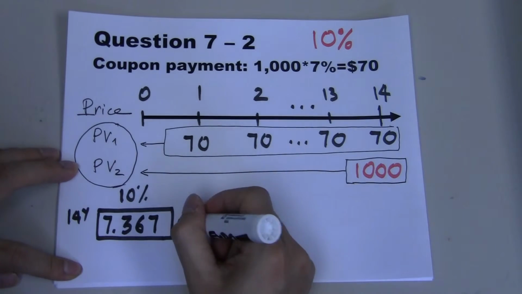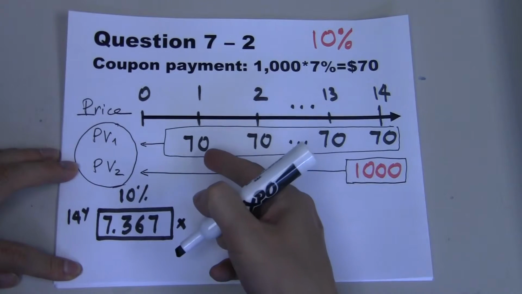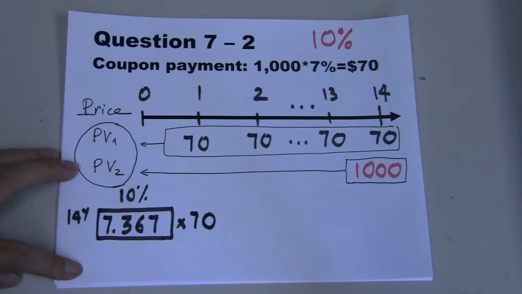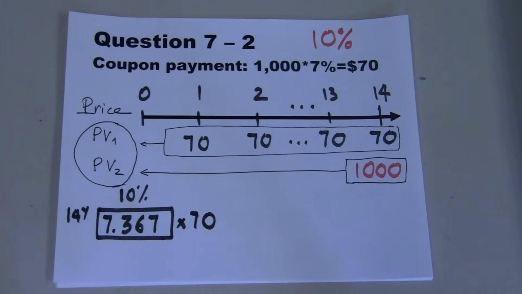And then we multiply by the payment of the annuity, which is the coupon payment of $70, right? How much do we have? Give me 1 second. Multiply by 70, we have 515.69.